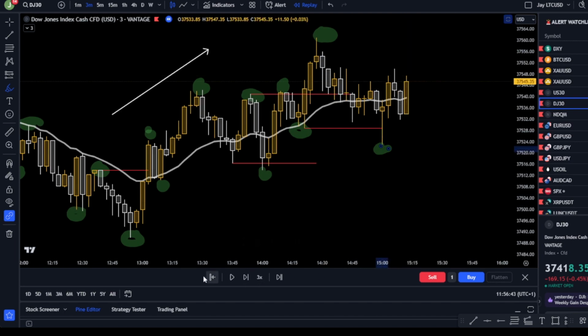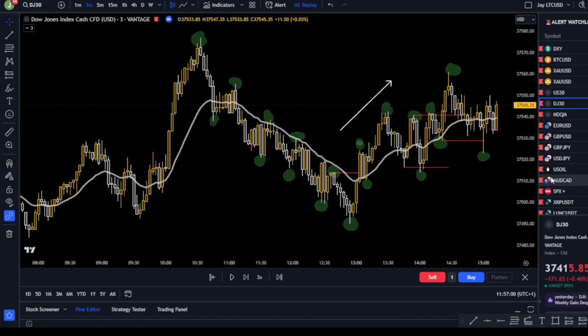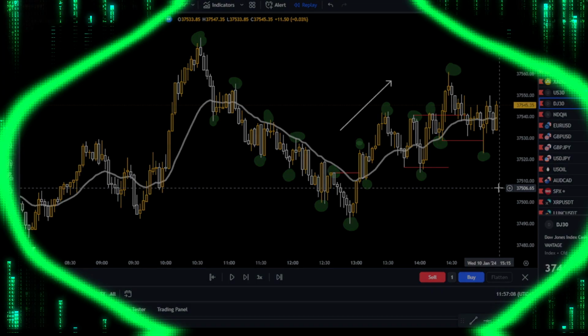I'm going to leave it like that. That's an example that I think should explain it quite well. If you want to dive deeper into this, understand this better, then I suggest that you watch the advanced market structure video.